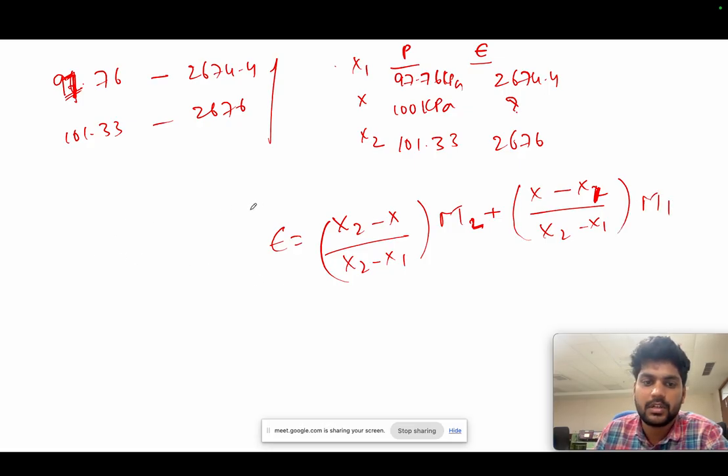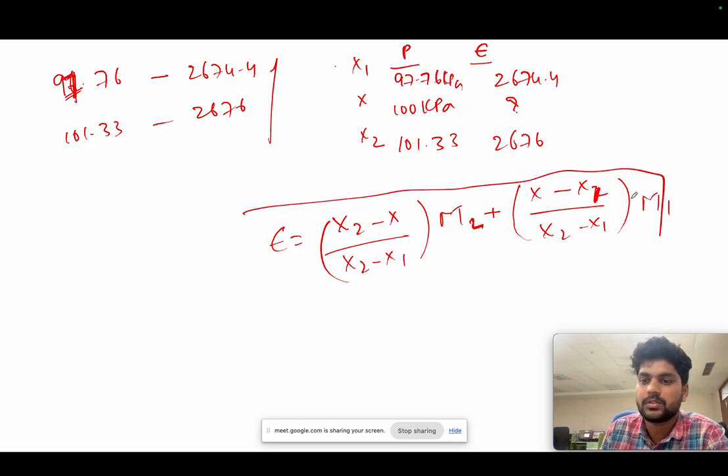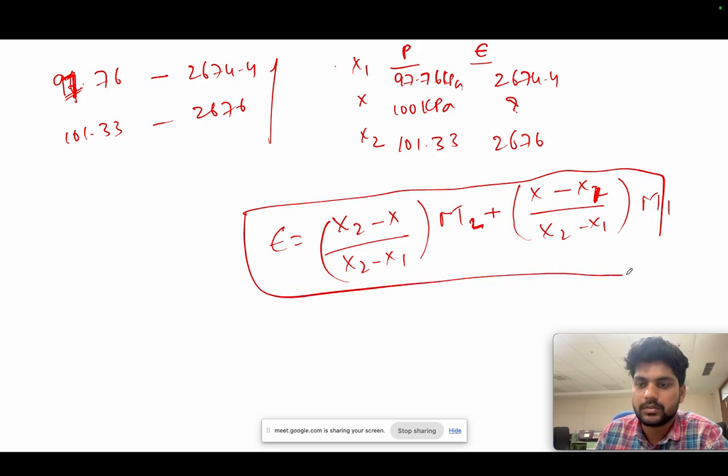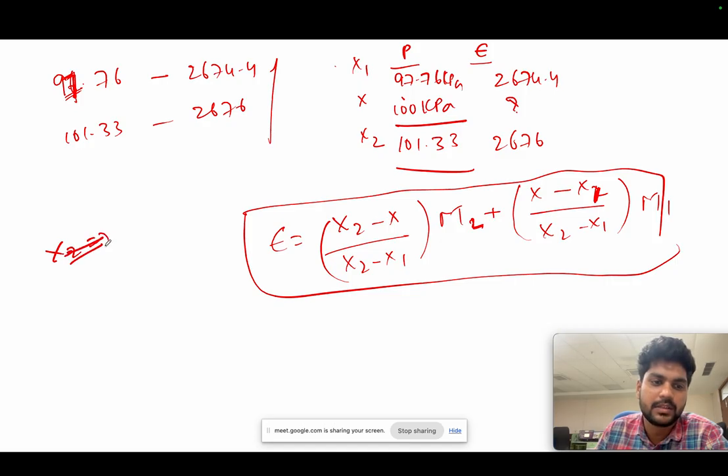So this is the formula. So basically we are doing the, how to say it. So this is the formula how to calculate. So you have the x2 value, okay, and you have the x value, and you have the x2 minus. So basically x2 and x are the pressures, m is nothing but the enthalpies.